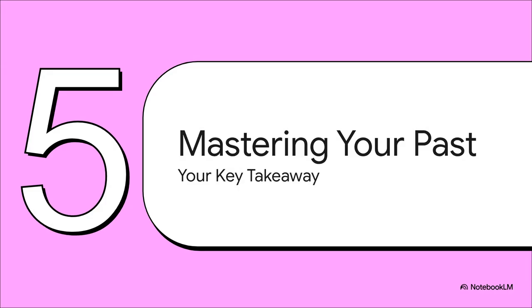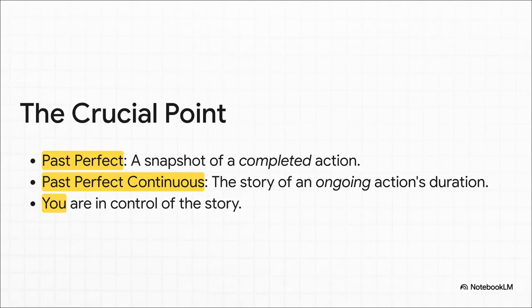And really, that's the whole shebang. You now have two incredibly powerful tools to make your stories about the past so much more precise. So let's just wrap this all up with the single most important takeaway. If you remember just one thing from all this, let it be this. The past perfect is your snapshot of a completed action. The past perfect continuous is the story of an ongoing action's duration. They are not the same. The one you choose completely changes the focus of your sentence, and you are the one in control of that story.